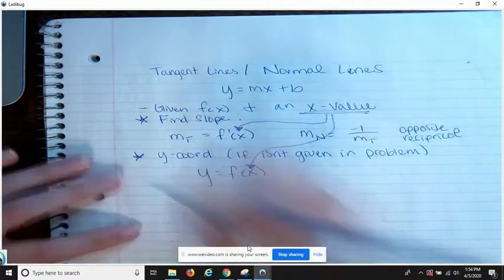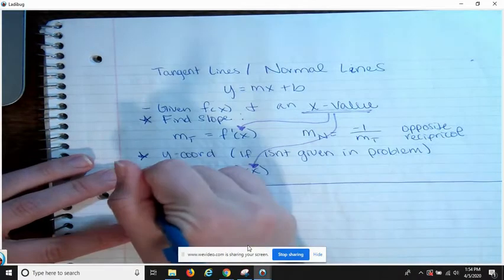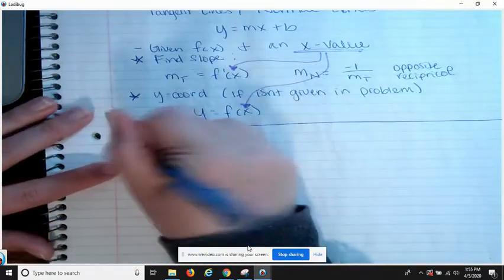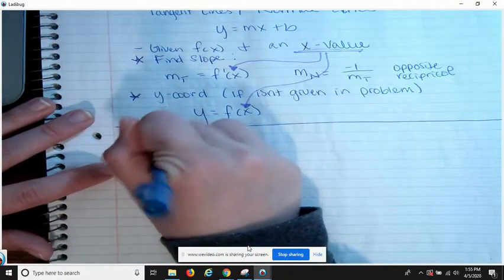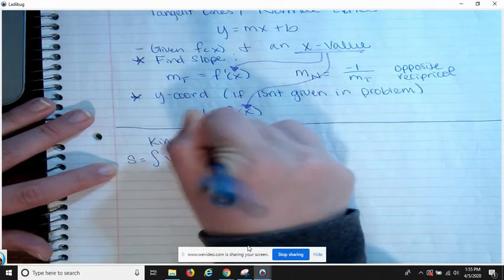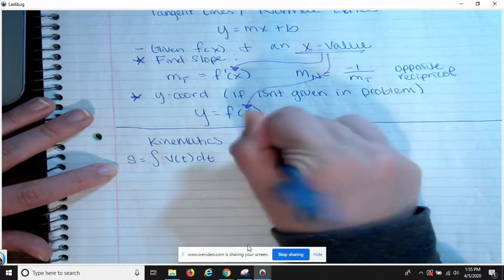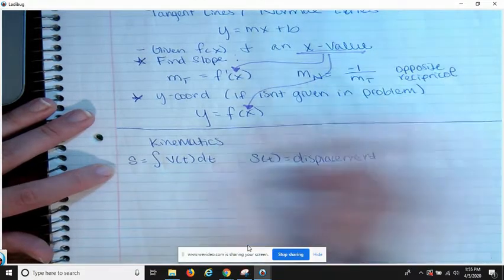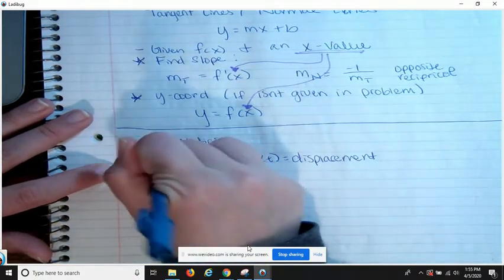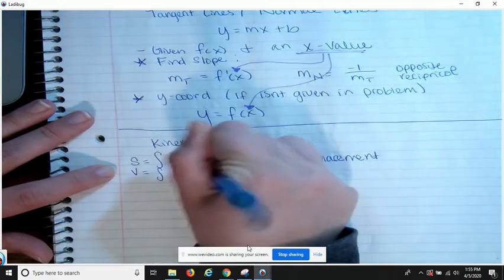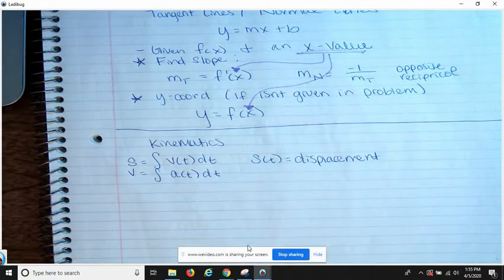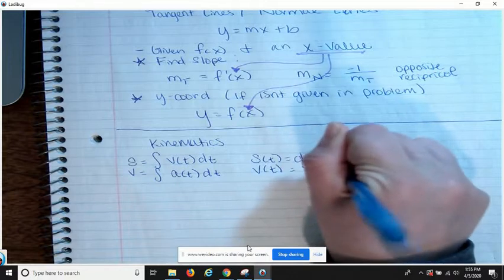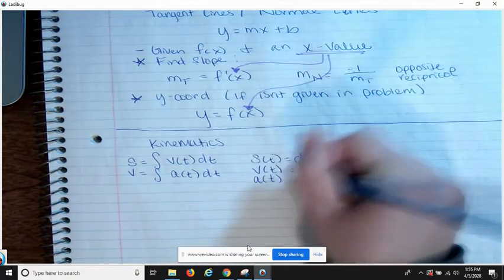Kinematics, our next little section. All right, so remember that s is equal to the integral of v of t with respect to t. s of t is our displacement. Okay, our v is the integral, I should have spaced this out, of acceleration with respect to t, all right? And v of t is our velocity. And remember that a of t is acceleration.